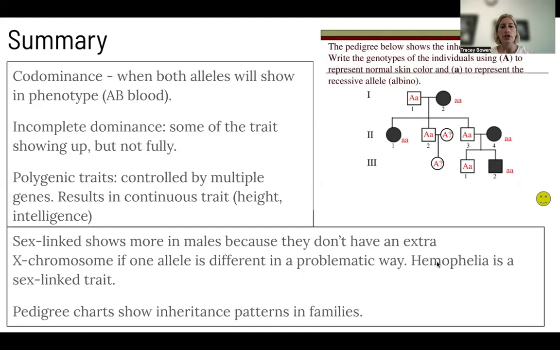And then pedigree charts show inheritance patterns in families. And so here is a pedigree chart for albinism. So being an albino person or having very white skin without pigmentation. So looking at this situation, would you guess that albinism is a recessive, a dominant, or a sex-linked trait?